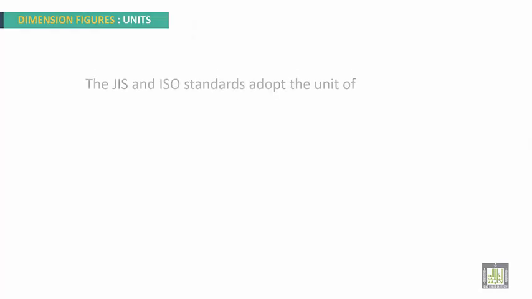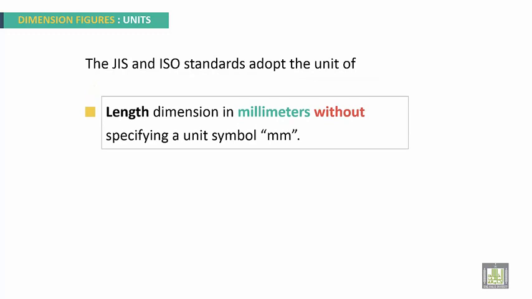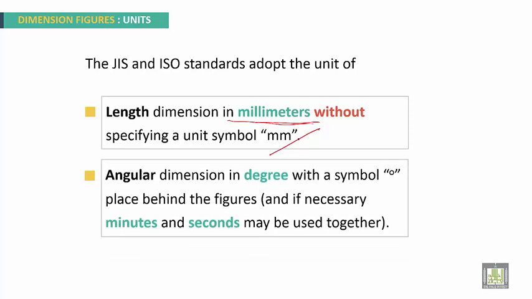Dimension figures, the units. The JIS and ISO standards adopt the unit of length dimension with millimeters without specifying a unit symbol. It is millimeter. Angular dimension in degrees with a symbol of degree placed behind the figures, and if necessary, minutes and seconds may be used together. For example, 30 degrees will be like that. This is the symbol of degree.